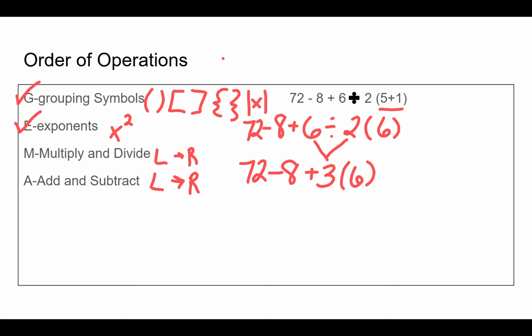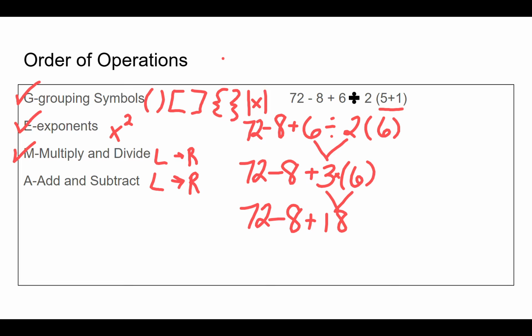I'm going to bring down that 6 in parentheses, and then bring down the rest of the problem here as well. So I have 72 minus 8 plus 3, and then whenever I have a number next to parentheses, that means they're being multiplied together. So 3 times 6, 3 multiplied by 6 is what's happening here. So 3 times 6 is 18, and then I'm going to bring down the rest of my problem.